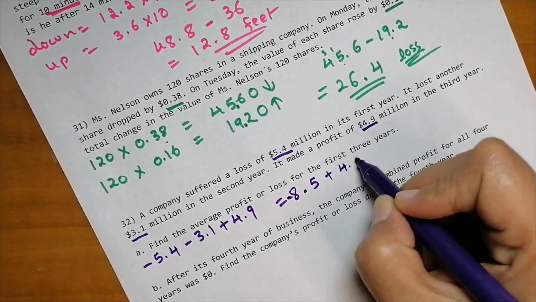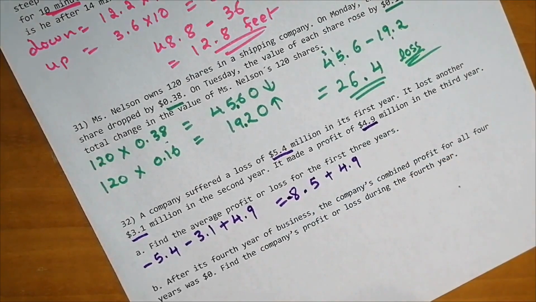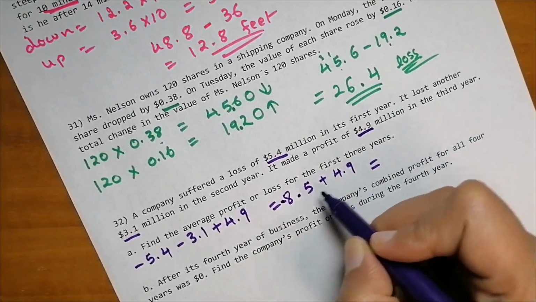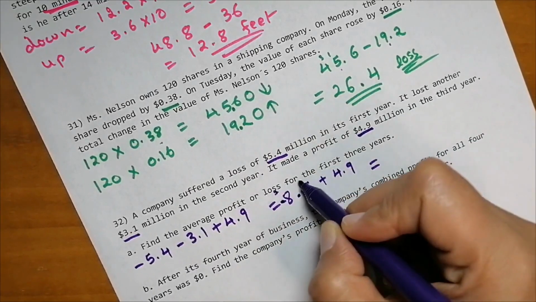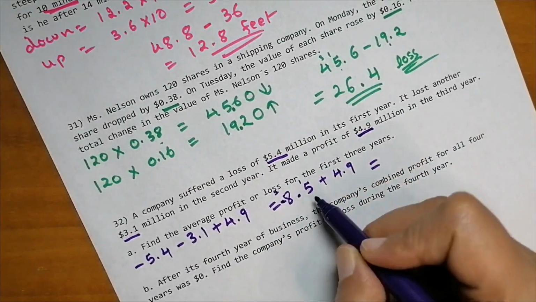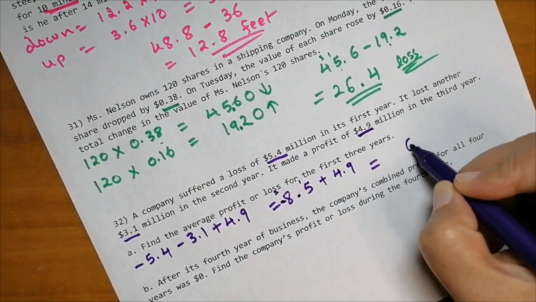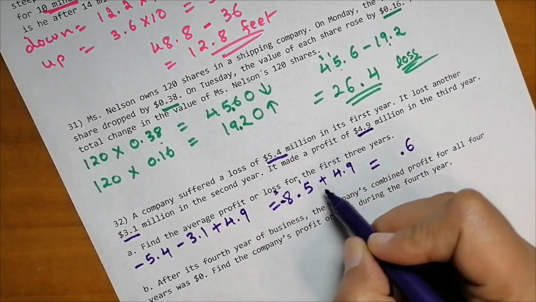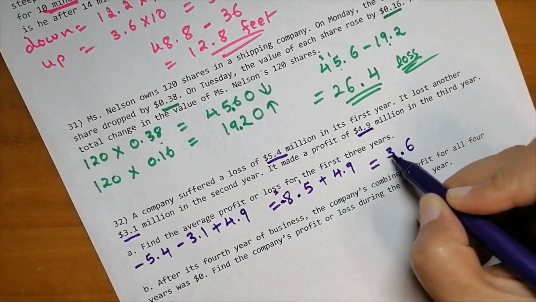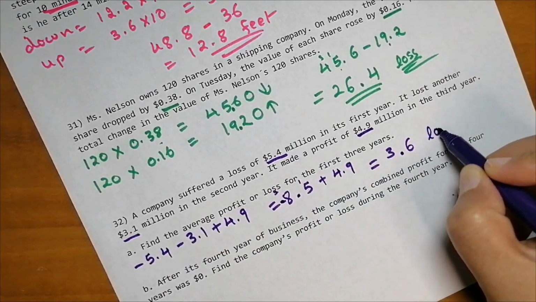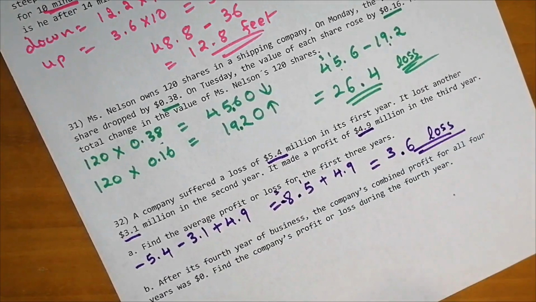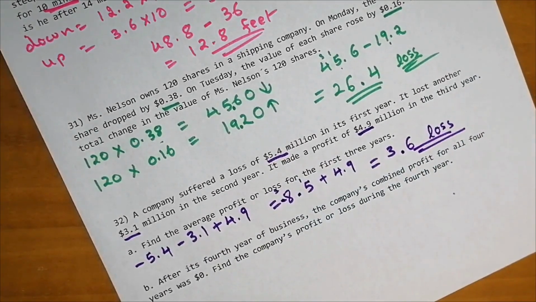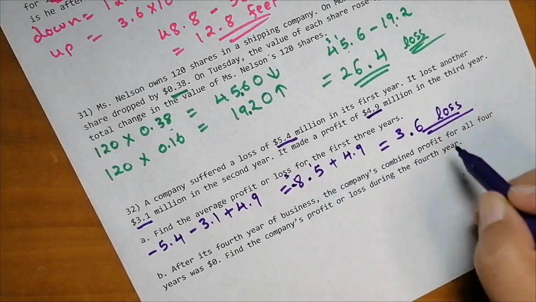Plus 4.9. Can you do this orally again? Let's try. From 5 you can't take out 9, right? So you make this 7 and give 1 to this, right? So 15 minus 9 is 6. You put a decimal point, and this is now 7, right? 7 minus 4 is 3. So this is the loss that the company is making in the 3 years, because the larger number is minus over here. Okay? Simply adding them, right?